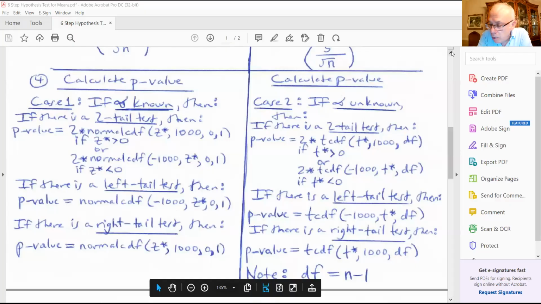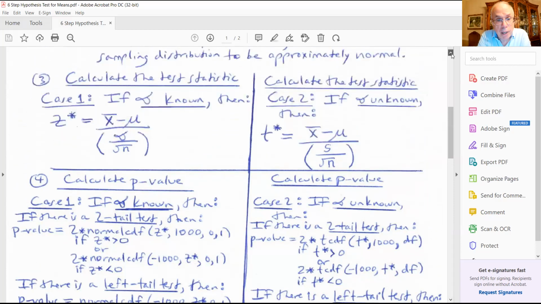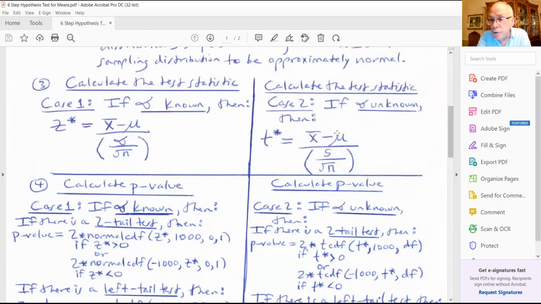Before we do anything, let's calculate our test statistic. So let's do that first. That's step number 3, our test statistic. It is case 2, of course, because we don't have any information about the population standard deviation. The only thing we have is the sample standard deviation. So let's go ahead and do this problem with the calculator.